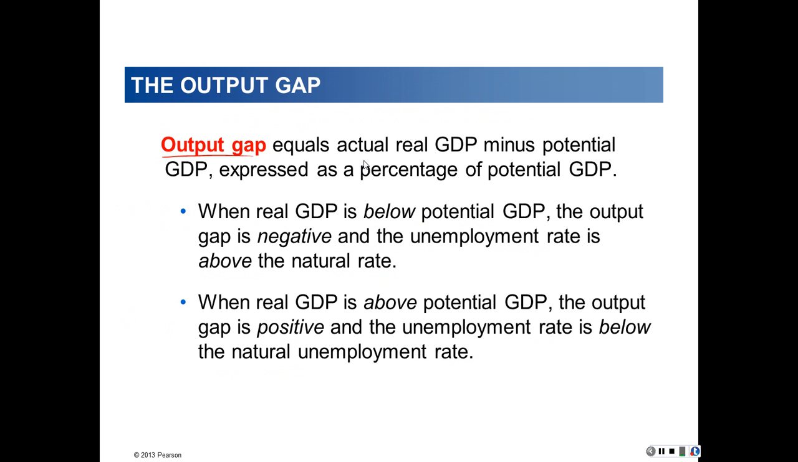The output gap. The output gap is equal to Y minus YF, expressed as a percentage of potential GDP. Now, if that were a negative number, what would that mean? That means that Y is less than YF, and if Y is less than YF, the unemployment rate must be greater than the natural rate. So this is a recession, basically. A negative output gap means recession. On the other hand, if this output gap were positive, that's when Y is greater than YF, and this implies that the unemployment rate is less than 4%. It's less than the natural rate.